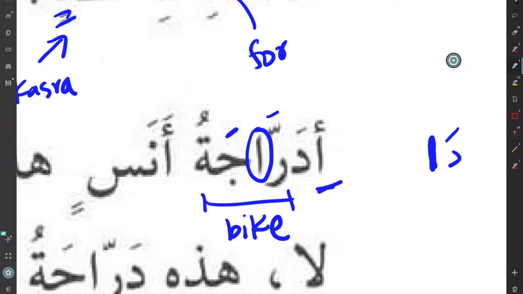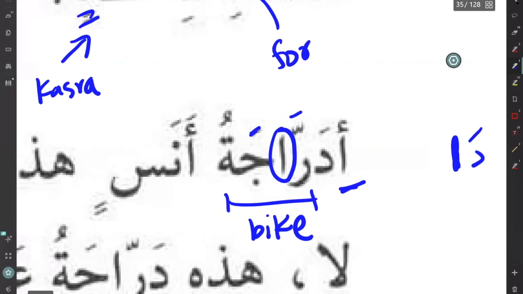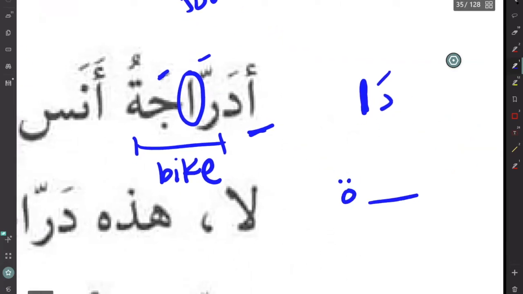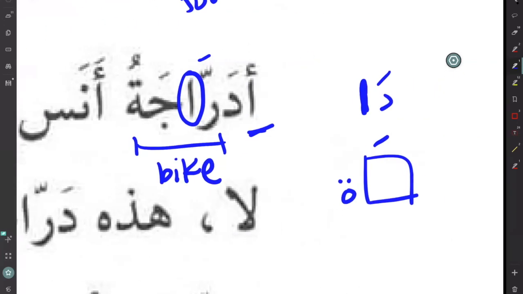Why? Well, not here. This is not clear, but it's still clear. Ta marbuta, you have this fatha, you don't need it. Because why? I just told you before. If you have ta marbuta, what is the letter before ta marbuta, what does it get? Always get fatha. Always. So what's the point of me putting fatha here? Tell me. Right now, I'm pretty sure they're just putting it because it's a new word.